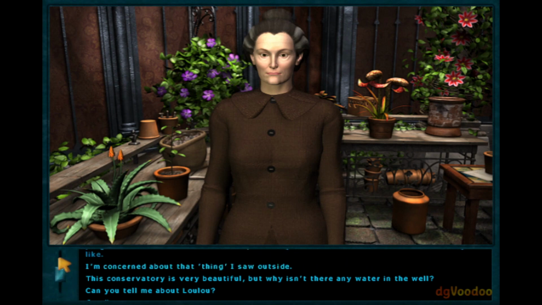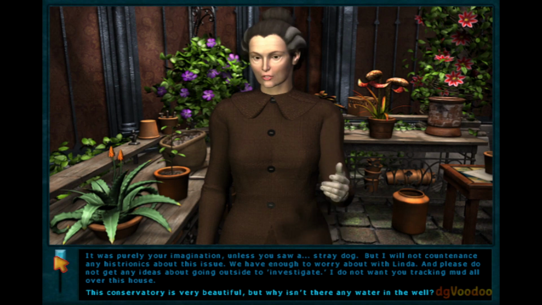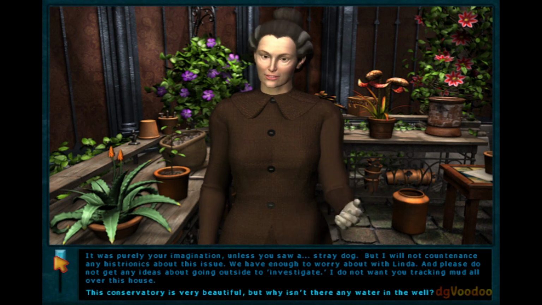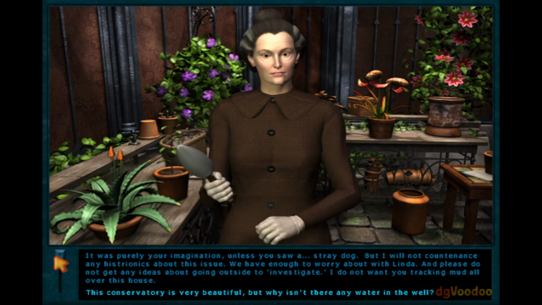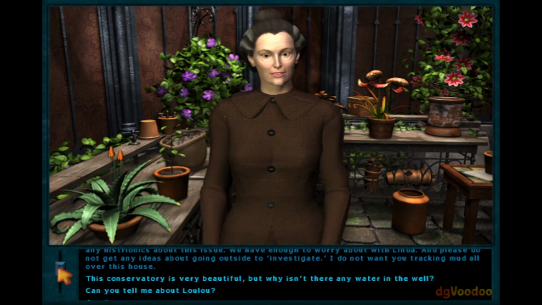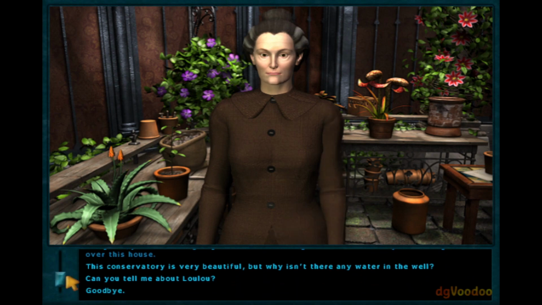I'm concerned about that thing I saw outside. It was purely your imagination, unless you saw a stray dog. But I will not countenance any histrionics about this issue. We have enough to worry about with Linda. And please do not get any ideas about going outside to investigate. I do not want you tracking mud all over this house. Okay, so stay indoors, got it?